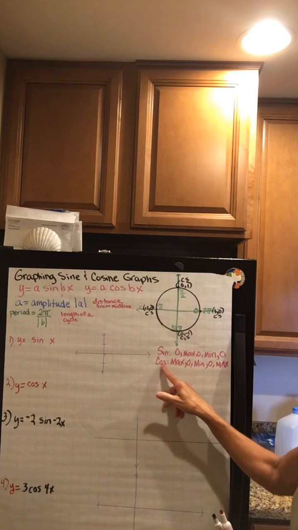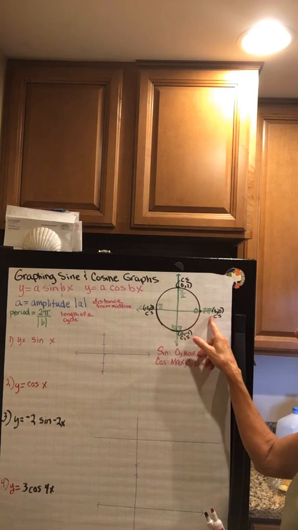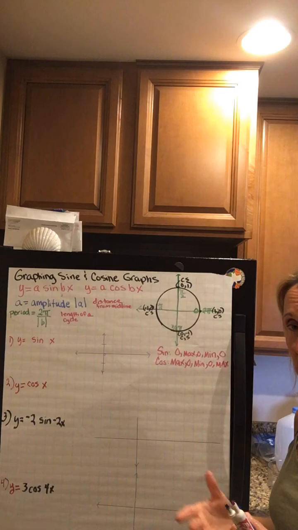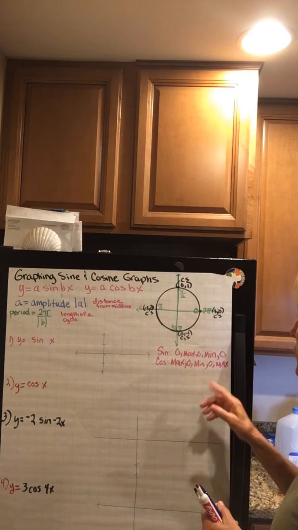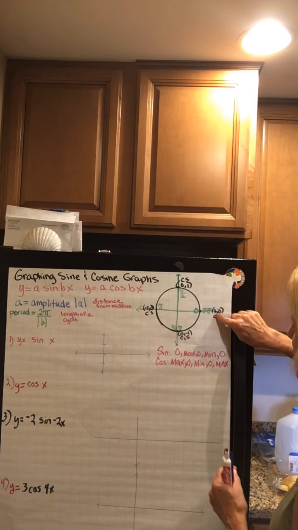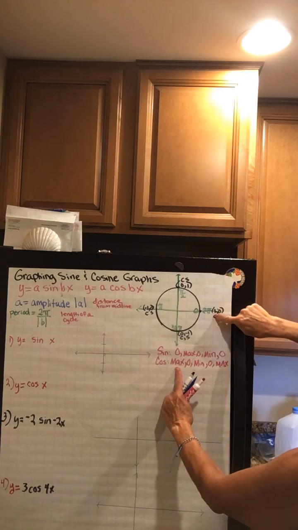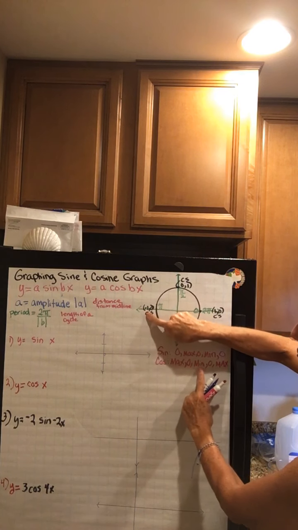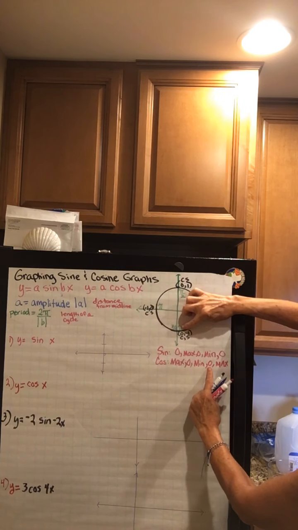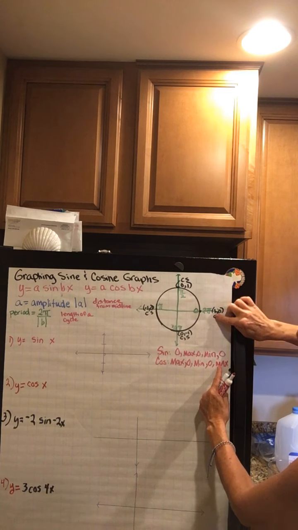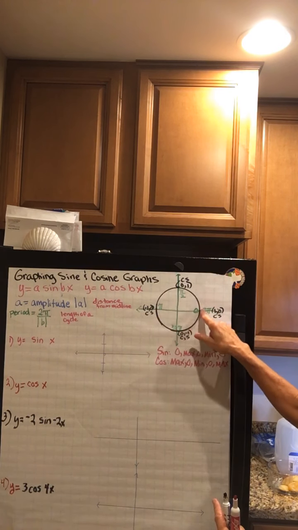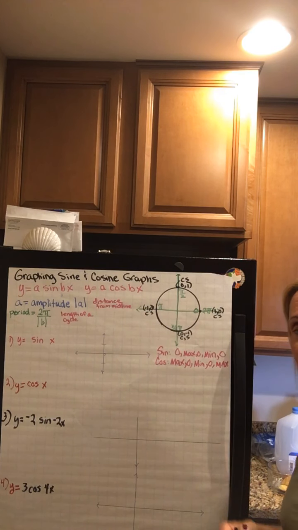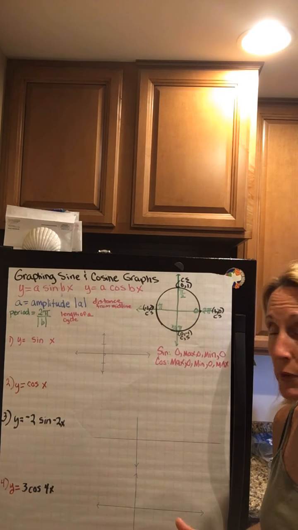And then for cosine, which is your x value, it's max, 0, min, 0, max. That's of course if there's no reflection. Same thing with sine. You start at your maximum value, which is 1, then you go to 0, then you go to minimum, which is -1, then you go back to 0, and then you go back to maximum. That completes one period, one cycle, one circle. So these words are going to be very helpful when you're doing the graphs.